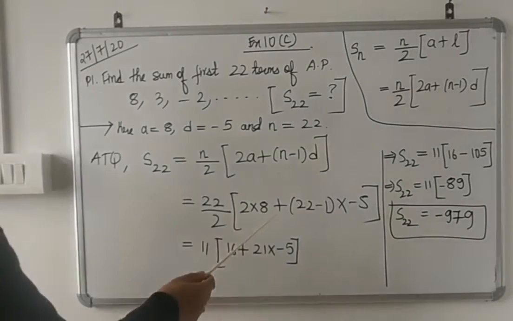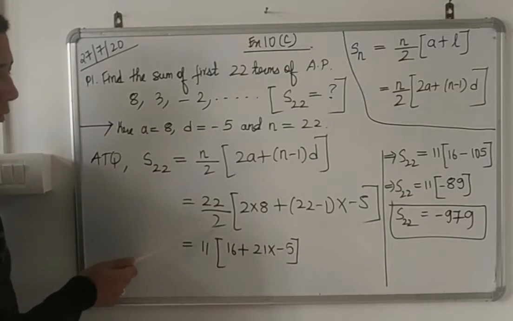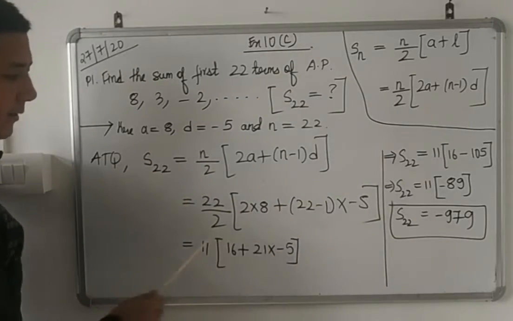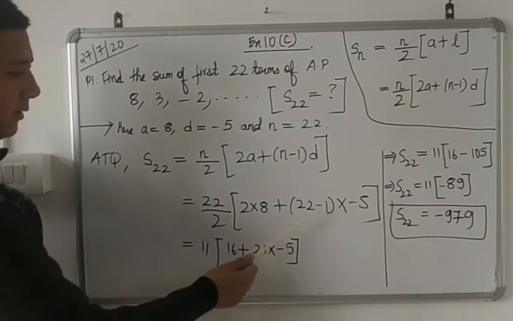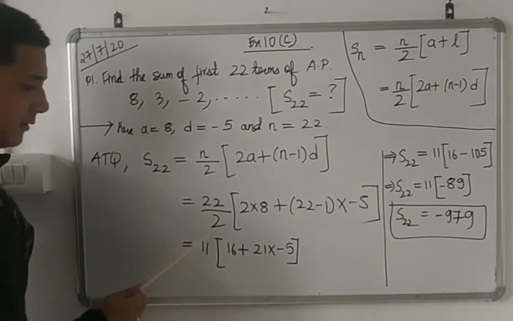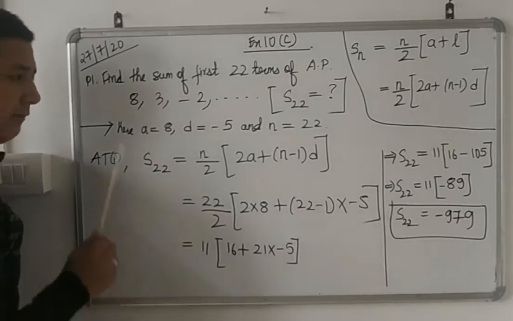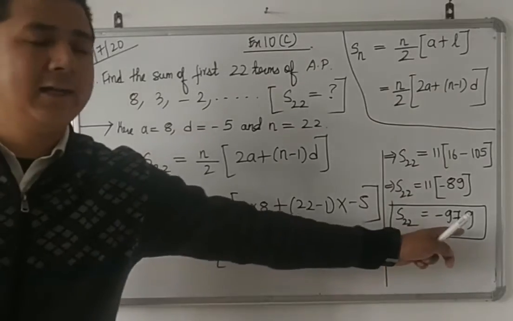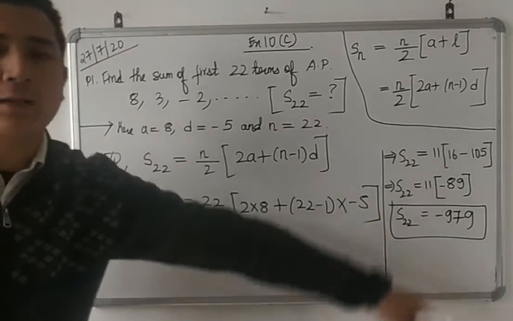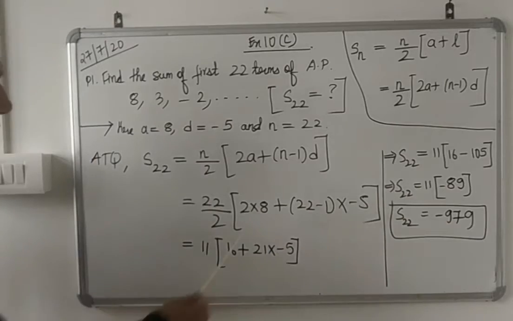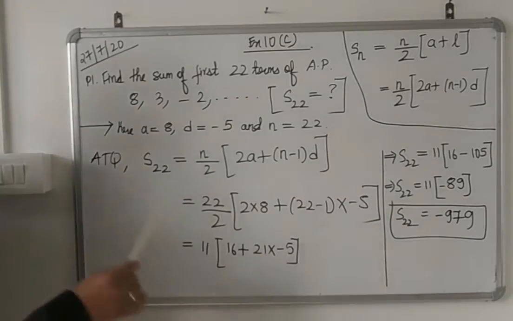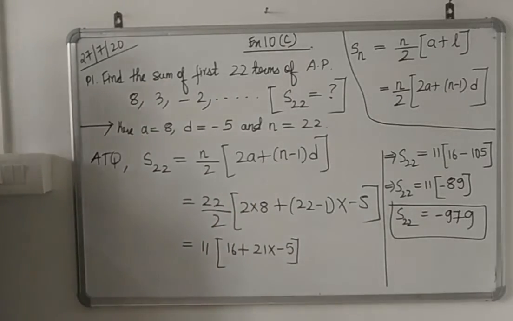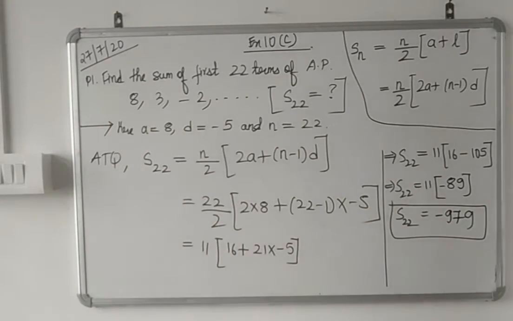Alright, let us proceed. Till here, use the formula n by 2 (2a plus (n minus 1) into d), close the bracket. Now you just have to multiply: 16, 21 into minus 5, this is 11, 22 by 2 is 11 times, and then multiply, and you'll get S22 equals minus 979. I'm not showing the calculation, the video will be very lengthy. You can do the simple calculation. The main important thing to understand is from here till here. If you get this, then you just have to put the value. Pause the video and note it down.